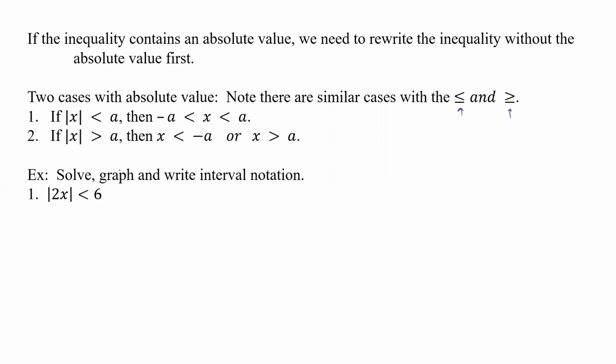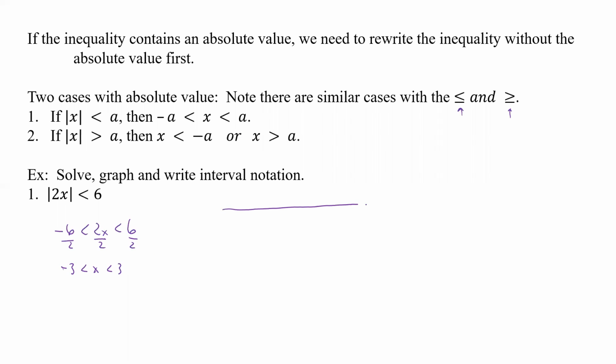So let's put this into practice. What we have here is the absolute value of 2x is less than 6. So it's less than. So what does that mean? That we're going to break it apart and it's going to look like this. We're going to have a negative 6 less than 2x less than a positive 6. Okay. Now this is tripartite, so what we do in one, we have to do in all. So negative 3 less than x less than 3.